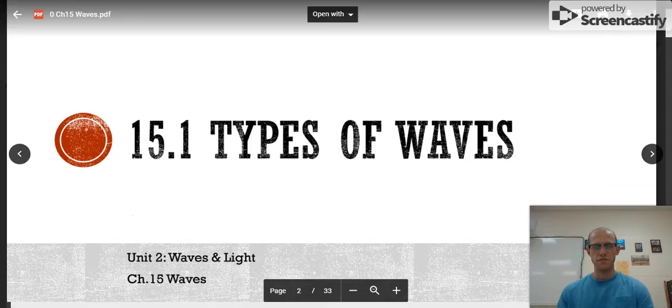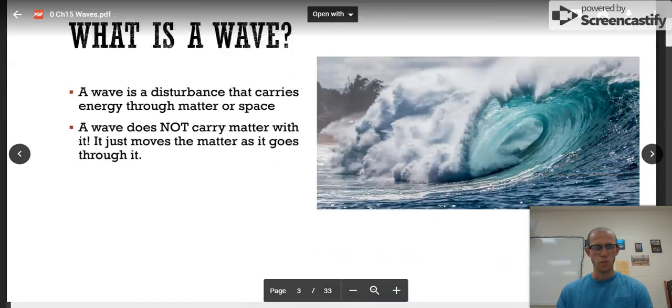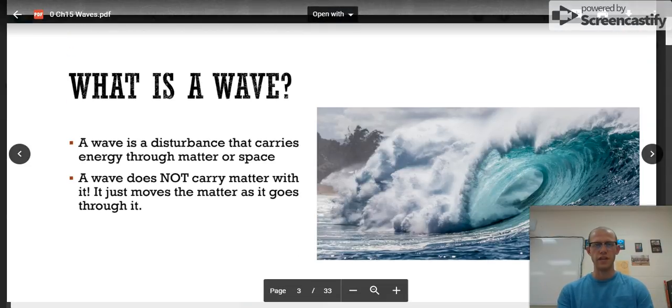First, we're going to look at 15.1, which is different types of waves. But before we do that, what is a wave?